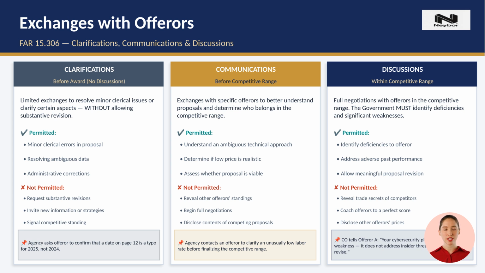FAR 15.306 is one of the most litigated sections in all of federal procurement law. It creates three distinct categories of exchange, and crossing the line between them can invalidate an award. Clarifications are the most limited. They fix clerical issues without allowing substantive revision. Communications happen before the competitive range is set to help the agency understand proposals. Discussions are the most powerful, and the most controlled. When discussions are opened, the contracting officer must point out deficiencies and significant weaknesses. But discussions must be equal. You cannot give one offeror a tip you didn't give another. The practical takeaway: if discussions are opened, your proposal is not final. Use that opportunity aggressively.